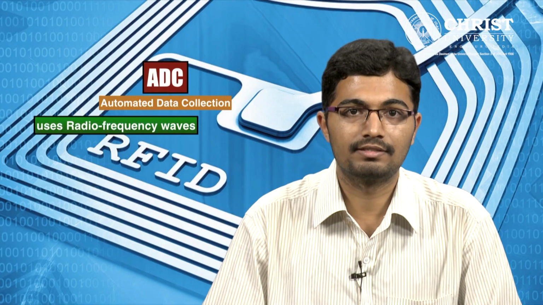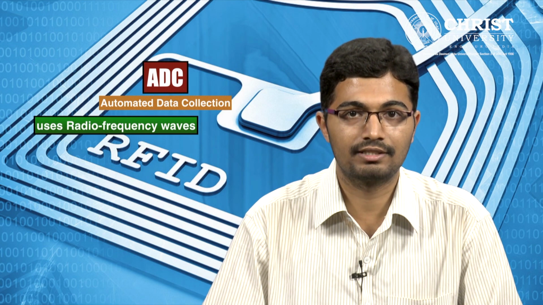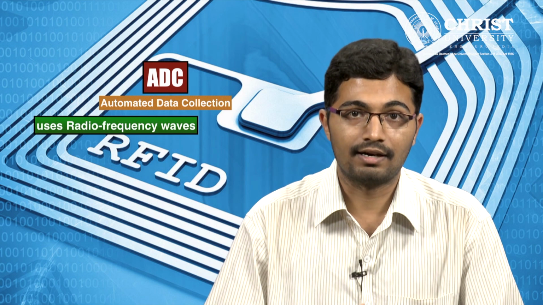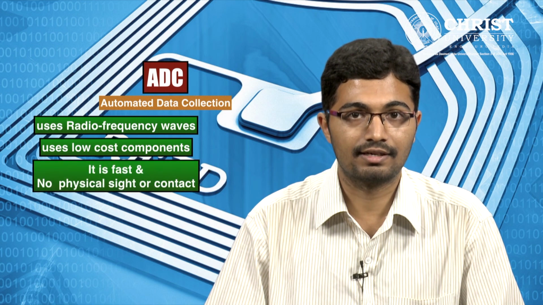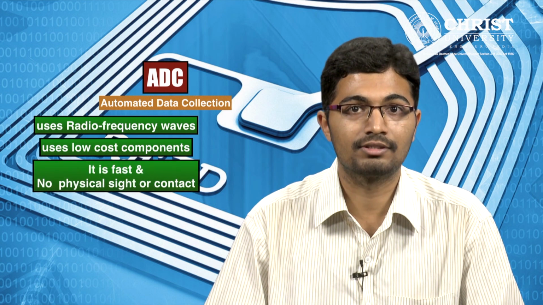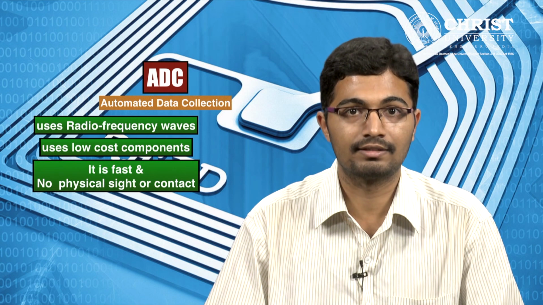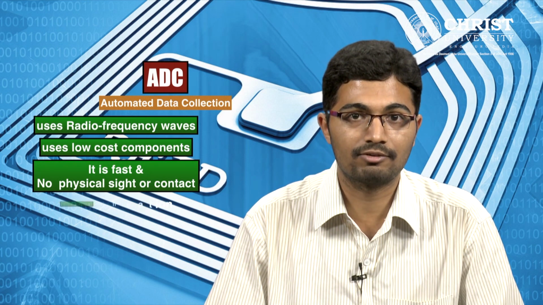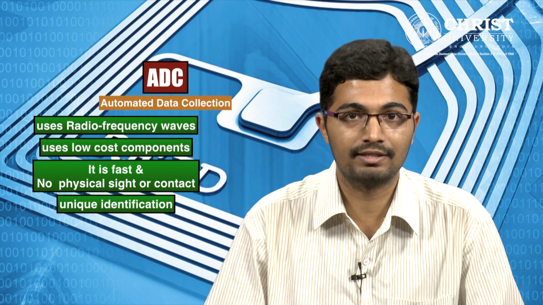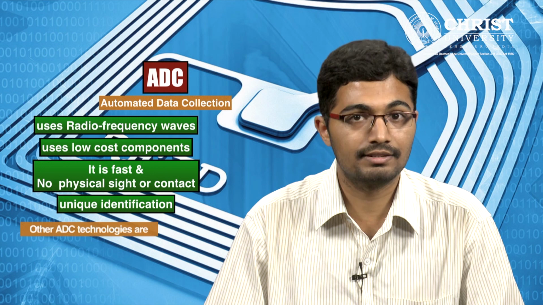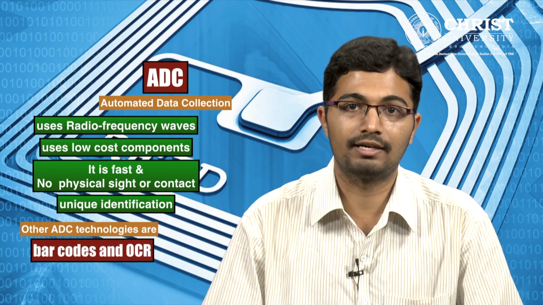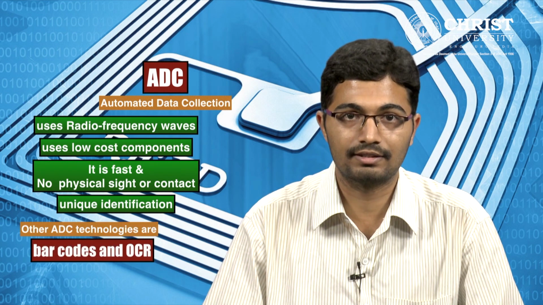An ADC uses radio frequency waves to transfer data between a reader and a movable item to identify, categorize and track the item. It performs the operation using low cost components. It is fast and does not require physical sight or contact between the reader or scanner and the tagged item. It attempts to provide unique identification and back-end integration that allows for a wide range of applications. Other ADC technologies are barcodes and OCR, that is optical character recognition.